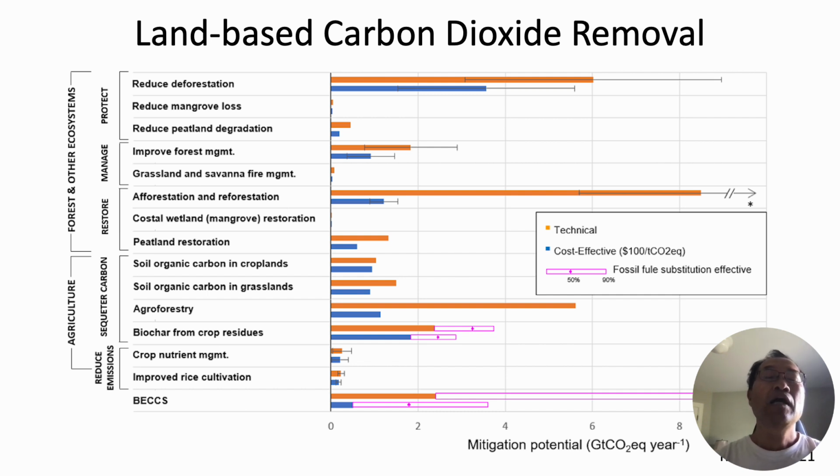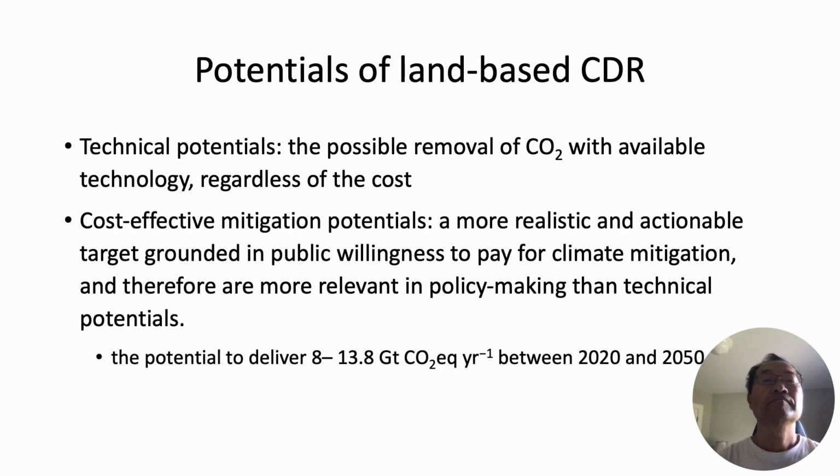Similarly, agroforestry may be technically able to remove nearly 6 gigaton carbon dioxide equivalent per year from the atmosphere, but only about 1 gigaton carbon dioxide equivalent per year based on cost-effective approaches. We need to understand the two types of potentials of land-based CDR.